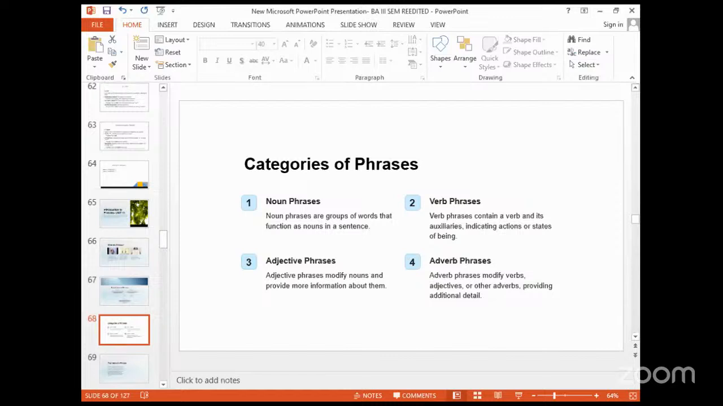So first looking at the categories here, noun phrases are groups of words that function as nouns in a sentence. Right? They take up the task of working as a noun in a sentence. A verb phrase contains the verb and its auxiliary, indicating actions or states of being. Now, adjective phrases modify nouns and provide more information about them. Adverbial phrases modify verbs, adjectives, or other adverbs, providing additional details.